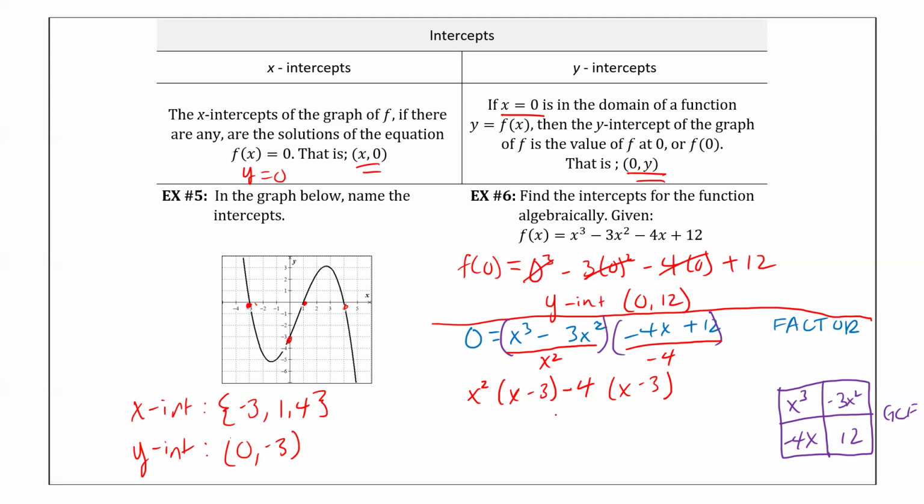There's 3. All right. We're gonna see. What do they have in common? X minus 3. So when I take out x minus 3, what am I left with?